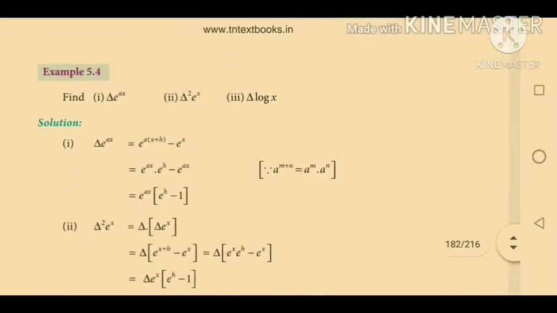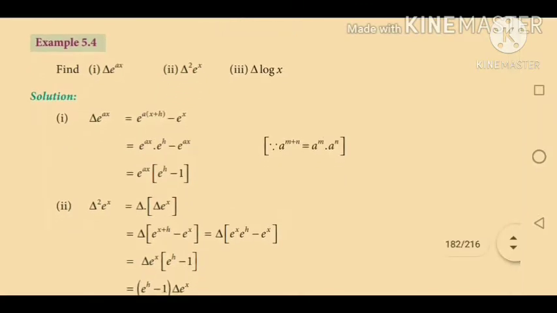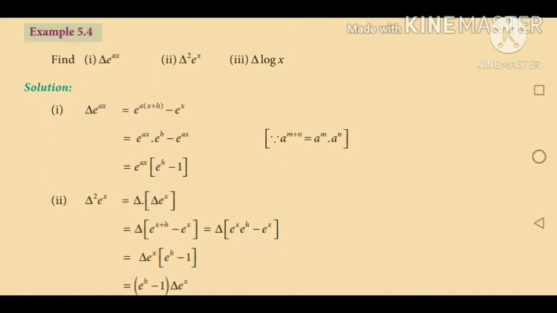Next, we are using some properties. The first question is delta e power ax. Delta e power ax becomes, in place of x we substitute x plus h, that is e power a(x plus h) minus e power ax. It becomes two terms. After that, we get e power ax into e power ah minus e power ax.